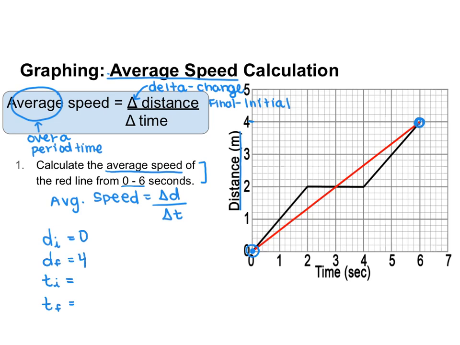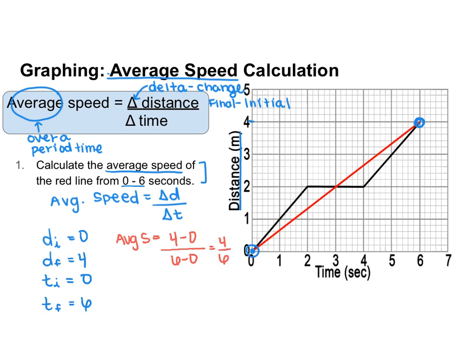I'm going to do the same thing for my times. So I'm going from 0 seconds, so I'm starting at 0 to 6 seconds. So that's going to be my final time. Okay, now I'm ready to plug these values into my equation. So I'm going to take average speed. I'm going to take my change in distance, so final distance minus initial distance, over my change in time, final time minus initial time. So 4 minus 0 is 4. 6 minus 0 is 6.